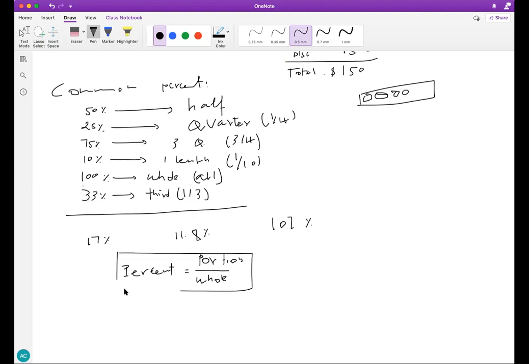That's the main formula of percents, and this solves a lot of problems. All these problems basically will be solved using this formula. So as an example, when you say 17%, that is basically 17 out of 100. It is equivalent to this. So we have the percent itself, the portion, and the whole.